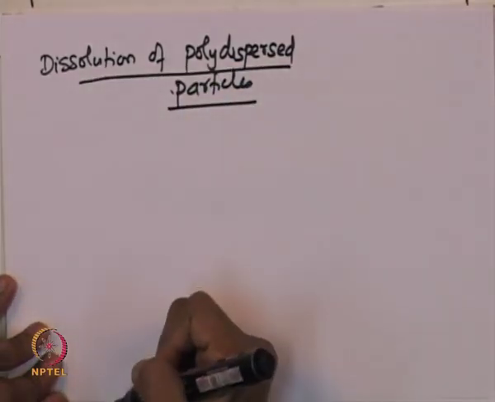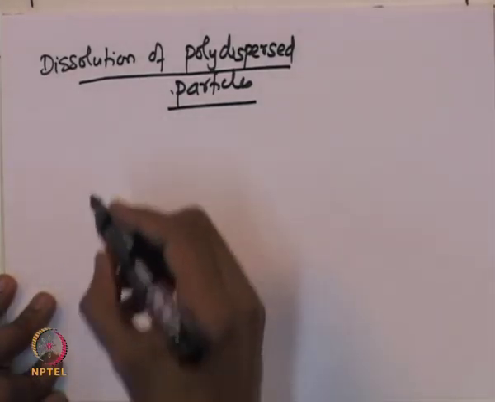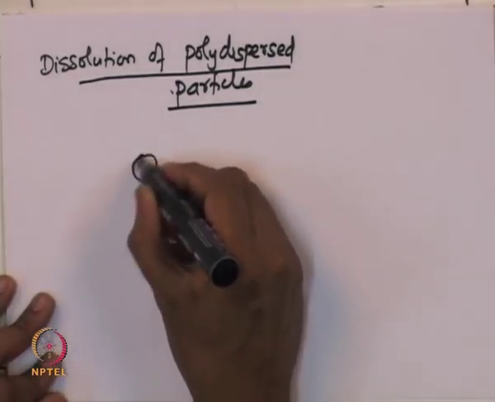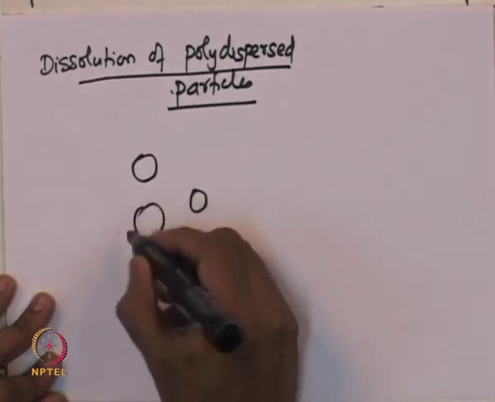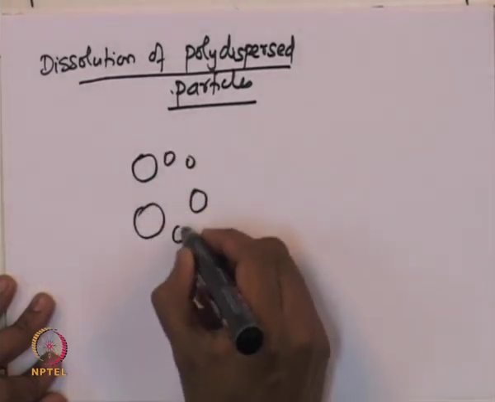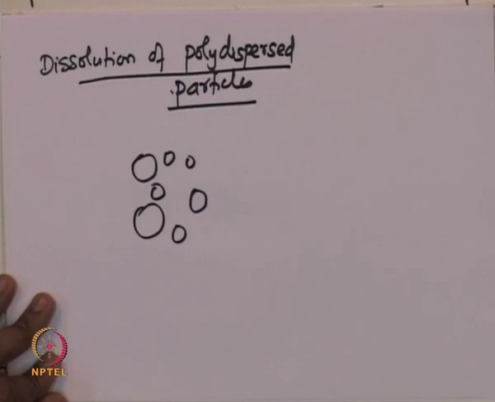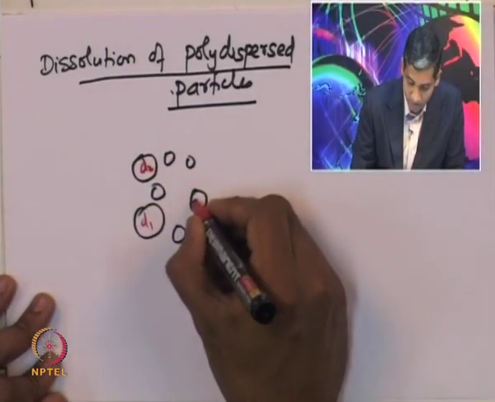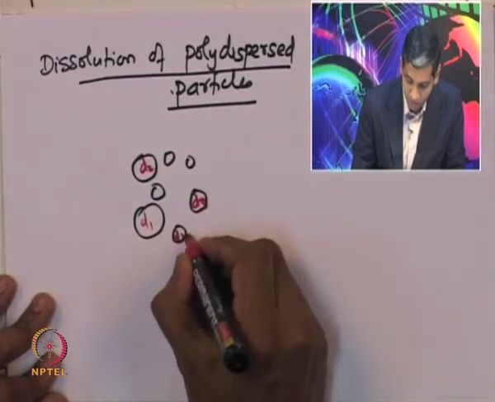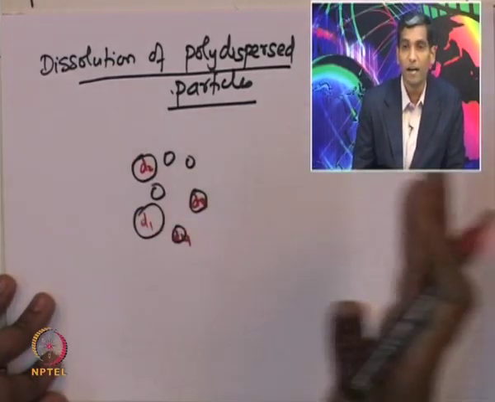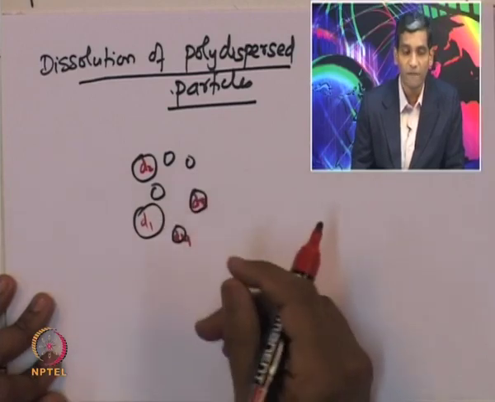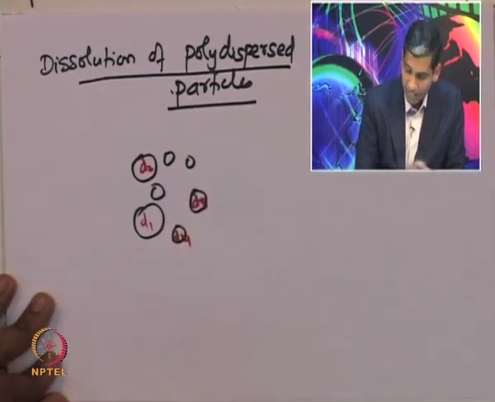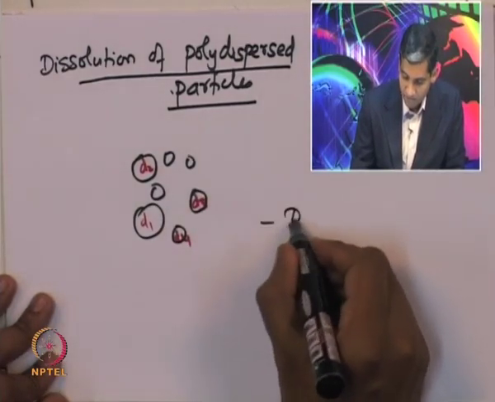Dissolution of polydispersed particles. So, what are polydispersed particles? Suppose you have a collection of particles which are of different sizes. For example, this big one could be of size d1, it could be d2, maybe it could be d3, and this could be d4, and so on and so forth. So, there will be a collection of particles, and each of these are different in size, and so there are particles of different sizes.